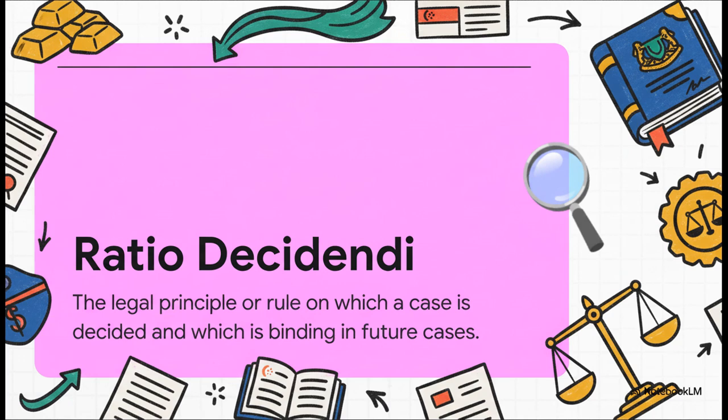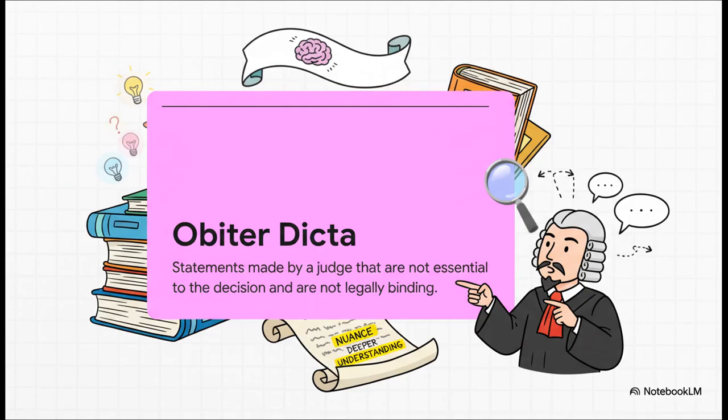Okay, first up, ratio decidendi, or just ratio. This is the absolute heart of a judgment. It's the binding legal principle. Honestly, your number one job during revision is to find this golden nugget in every single case you read. It's the whole point.